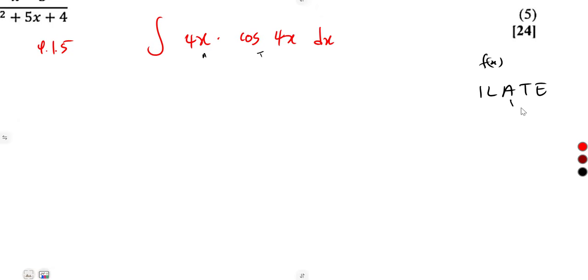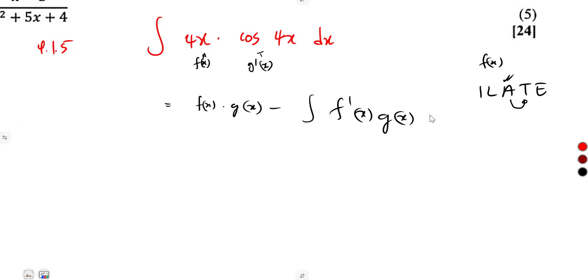So that's algebraic followed by a trig. So it's best for us to choose our f of x to be algebraic, and the remaining part will represent g prime x. All right, so using that formula, the product is going to be f of x times g of x minus the integral of f prime x times g of x dx.